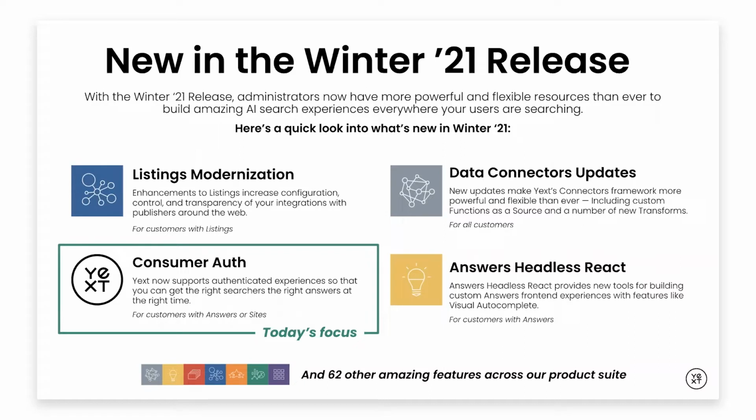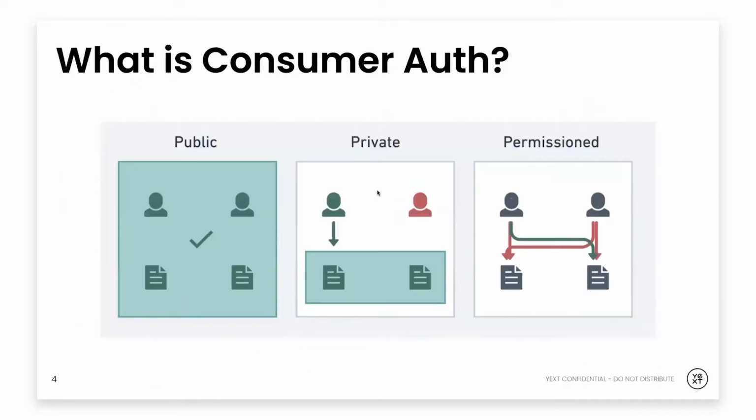And finally, the focus of today's discussion, which is Consumer Auth, a really powerful suite of features that allows you to take the power of AI search and bring it anywhere, including locations on the web where that data needs to be secure to only a subset of users. And that'll be what we're talking about today.